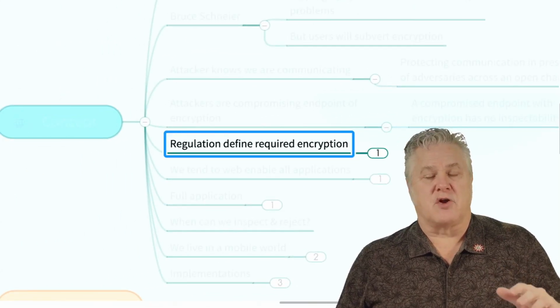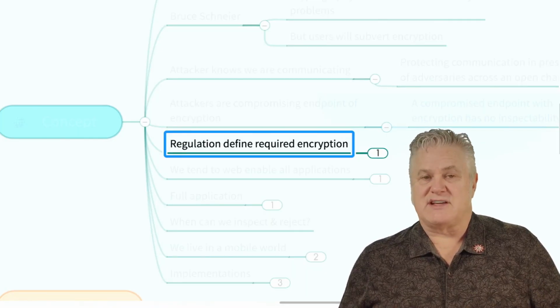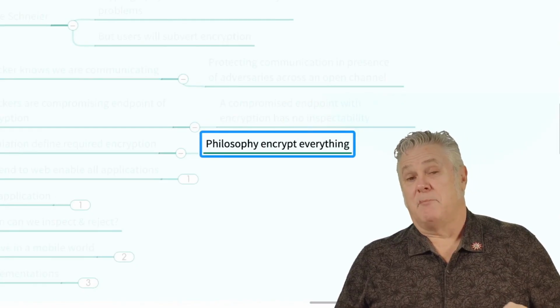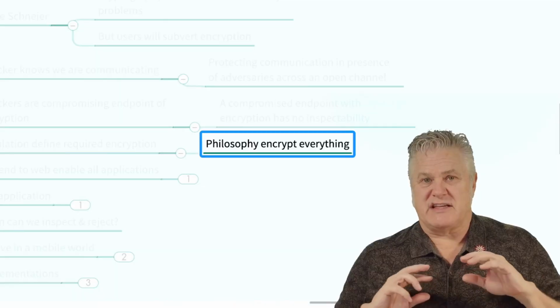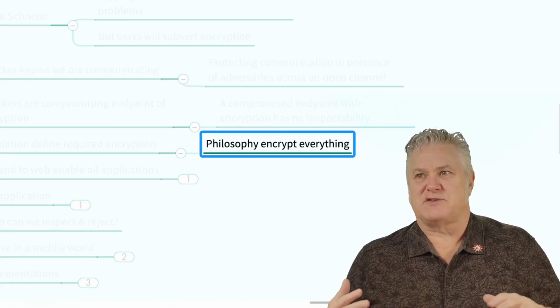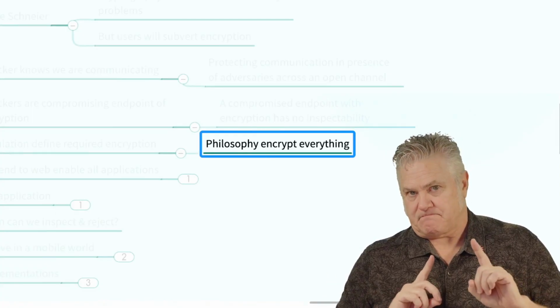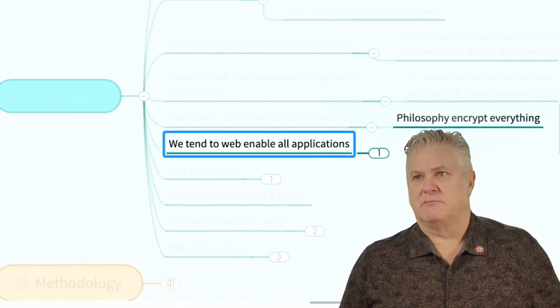Regulations are going to define the required encryption that's out there. Without those regulations, I will tell you, most people won't do any encryption whatsoever. But the opposite of that philosophy is to encrypt everything. Basically, encrypt the heck out of everything. That, again, causes us a problem with inspectability at certain instances. So we architect solutions to solve that problem.